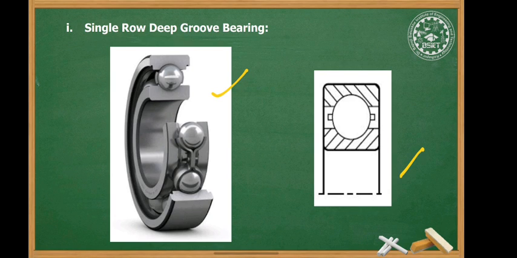So, such type of bearings are used in electric motors, machine tool spindles, and small types of centrifugal pumps.